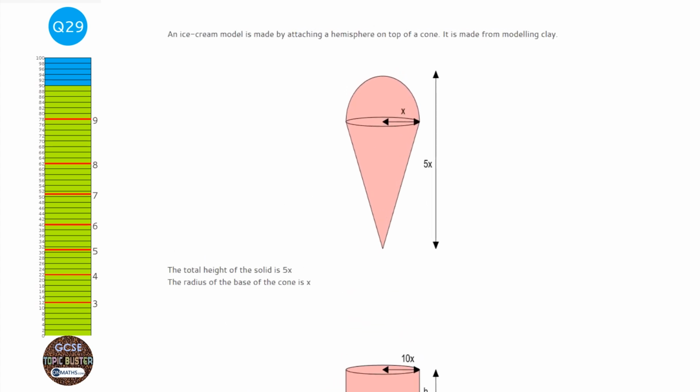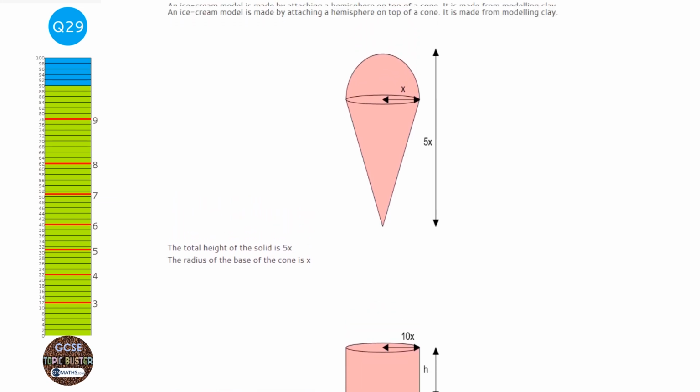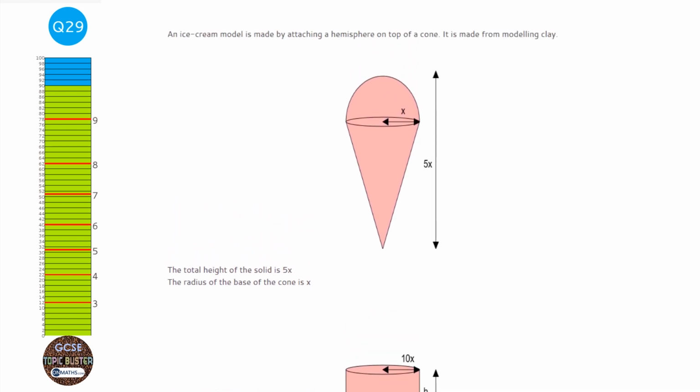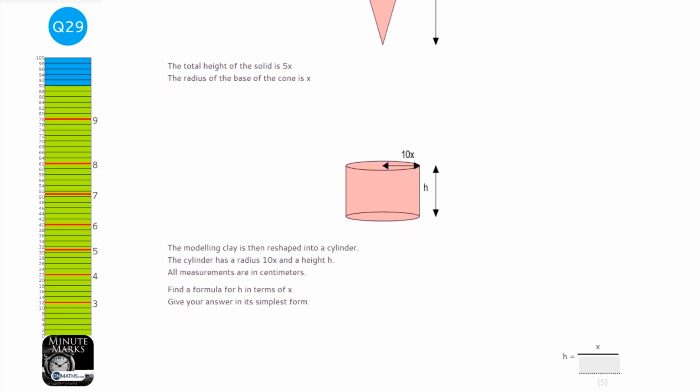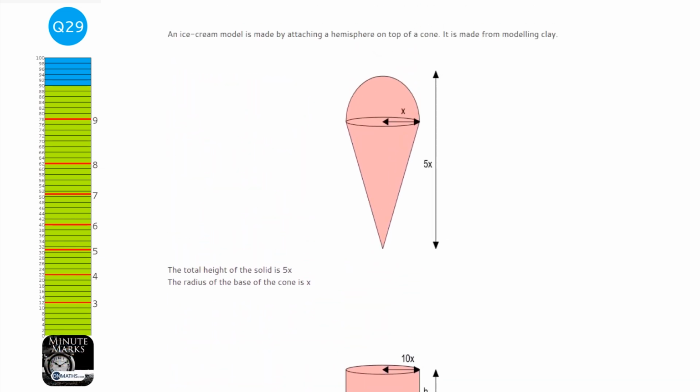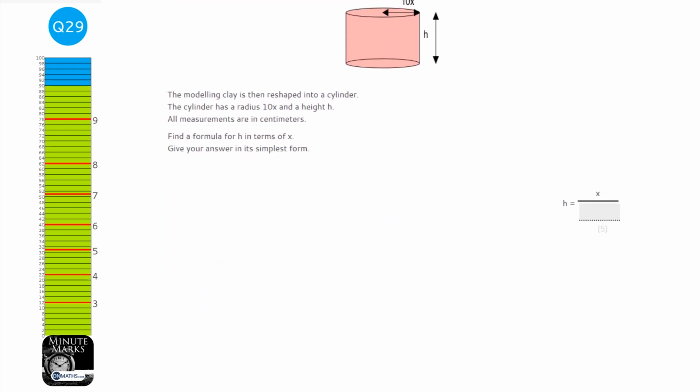Okay, so this doesn't seem like the easiest question because there's 3 shapes going on, there's no numbers in it at all, and we're asked to find a formula. So the first place I'd start is working out, well, first of all, what are the formulas we'll need? Well, let's have a look. So we've got a hemisphere.